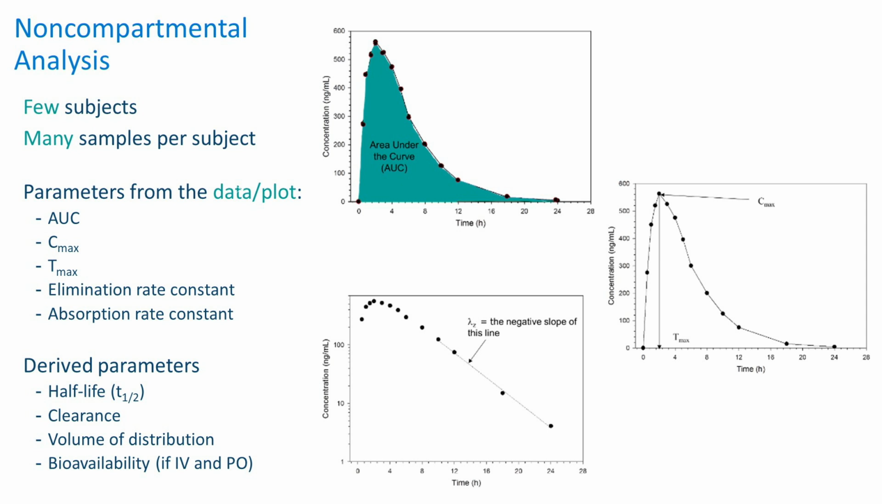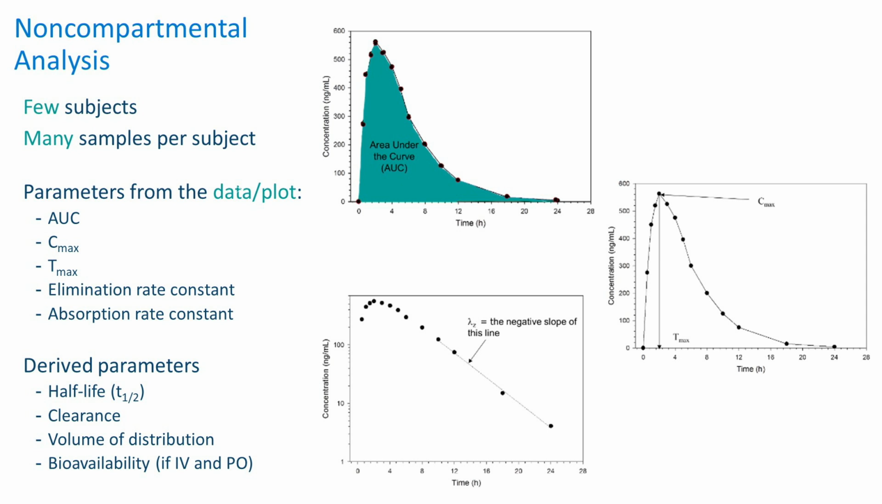And we can get things like the elimination rate constant, which is the line that you see here on the plot that just appeared, as well as, to some extent, the absorption rate constant if you do something that's called curve stripping. From those, we can derive parameters like the half-life, the clearance, the volume of distribution, and if we have both IV and oral or subcutaneous data or non-IV data, we should be able to also determine the bioavailability of the drug.